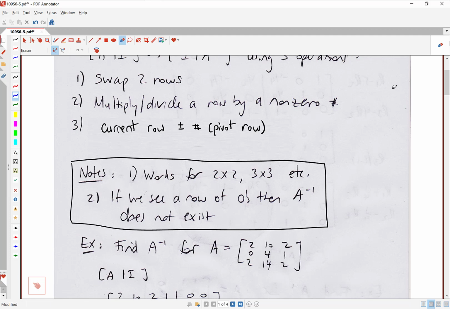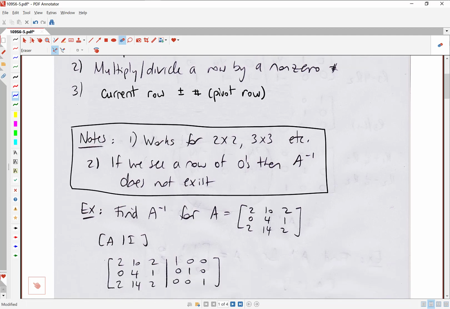So a couple of notes about this process. This works for any square matrix A. So it works if our matrix is 2 by 2, 3 by 3, etc. We'll often use it for the 3 by 3 case because we've got a short formula for how to find the inverse for a 2 by 2 matrix. Second comment, if we see a row of zeros come up on the left side, then that tells us that A inverse does not exist. And we'll see an example of that situation so that we know how to recognize it.